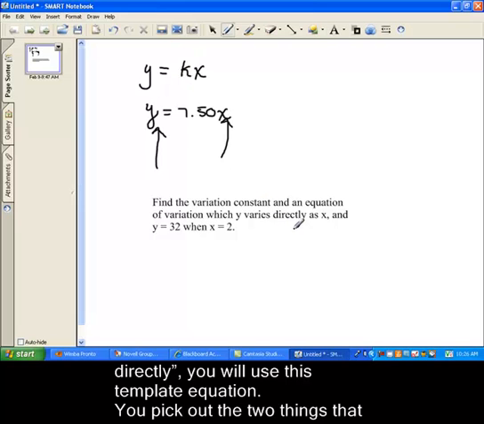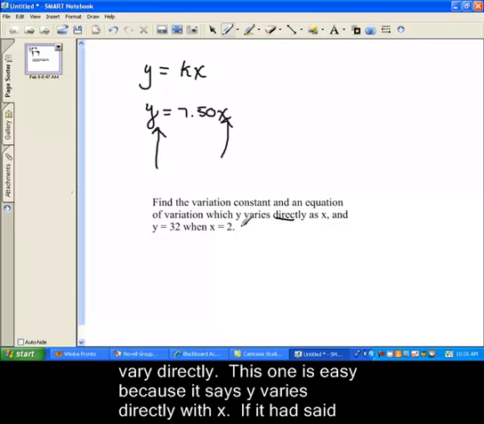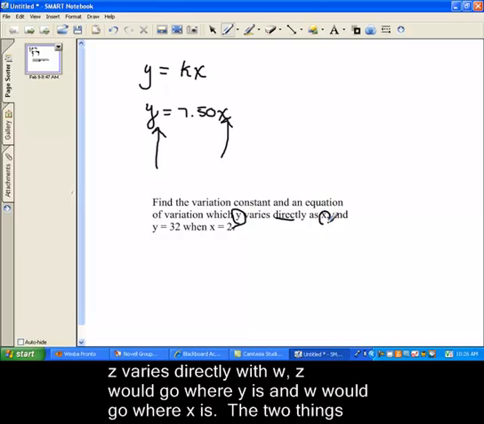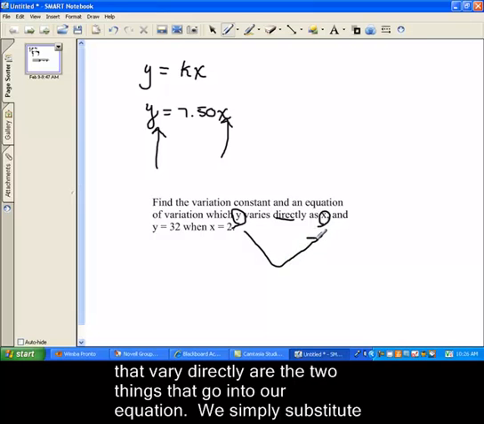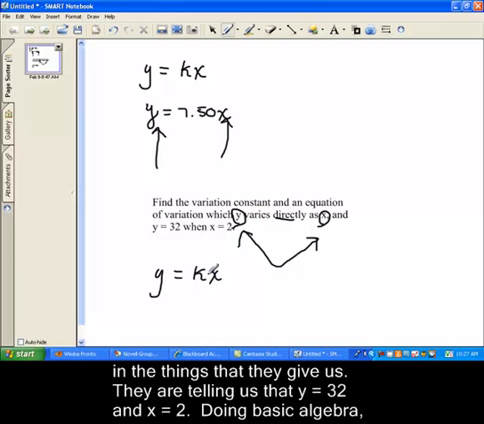So this one says varies directly. You will always pick out the two things that vary directly. This one is easy because it says Y varies directly with X. But if it had said Z varies directly with W, then Z would go where the Y is and W would go where the X is. So the two things that vary directly are the two things that go into our equation. And we simply substitute in the things that they give us. They're telling us here that Y equals 32 and X equals 2.